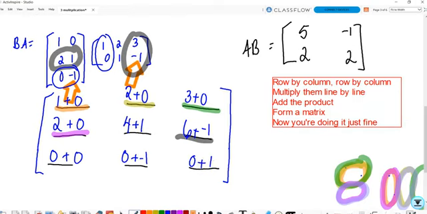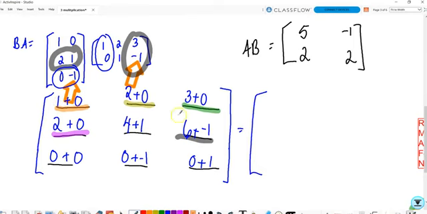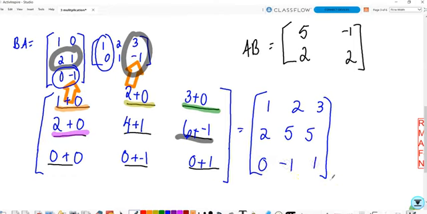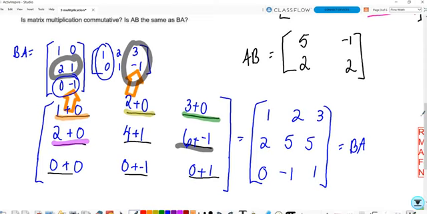Okay, simplify all your entries. This is 1 plus 0, 2 plus 0, 3 plus 0, 2 plus 0, 4 plus 1, 6 plus negative 1, 0 plus 0, 0 plus negative 1, and 0 plus 1. And this was BA. All right, so the question is, is matrix multiplication commutative? Is AB the same as BA? No, they're not the same. The order matters in which you multiply.